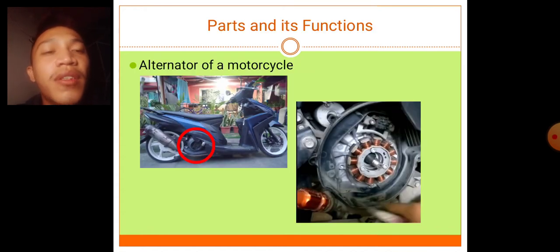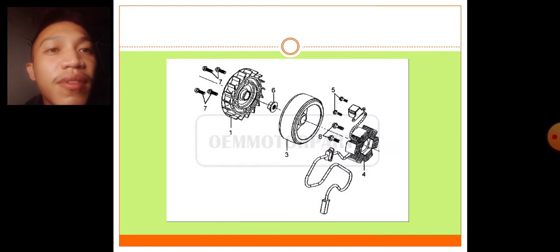To specifically discuss that, we will use an alternator of a motorcycle. The picture of a motorcycle there, I encircled it. That's where you can see the alternator. And the second picture is the open one, wherein that's what's inside the alternator. Here is the disassembled part of the alternator of the motorcycle.